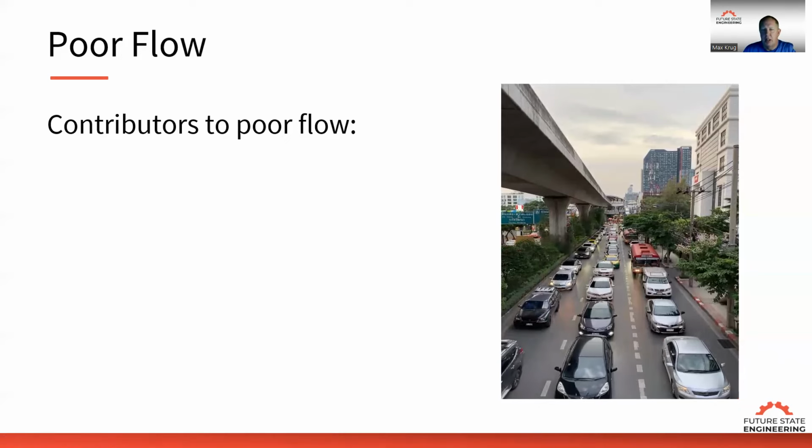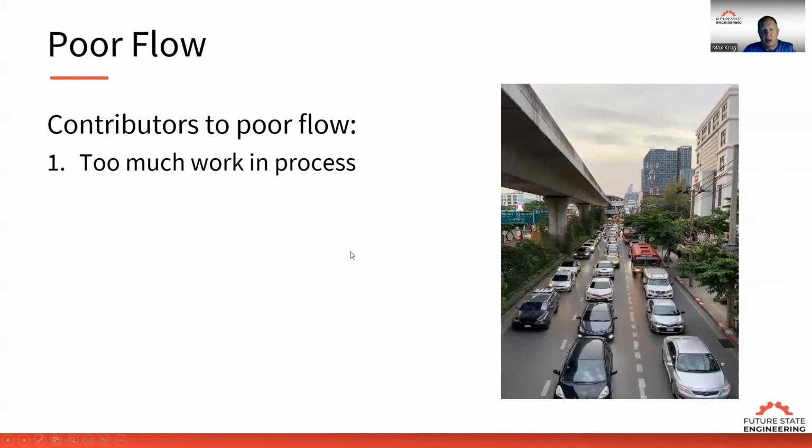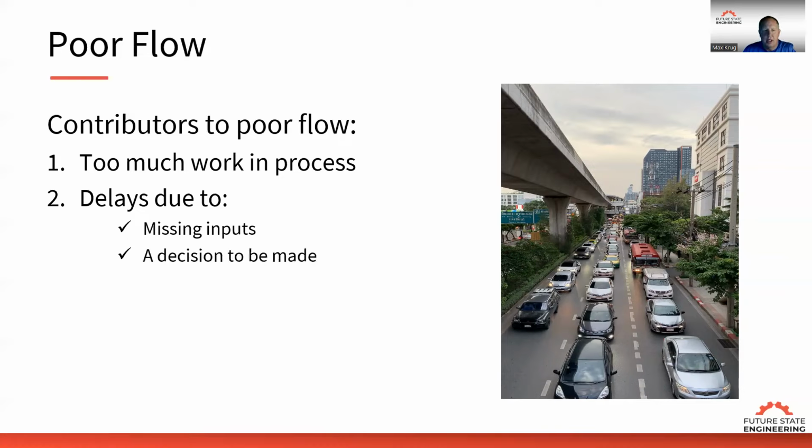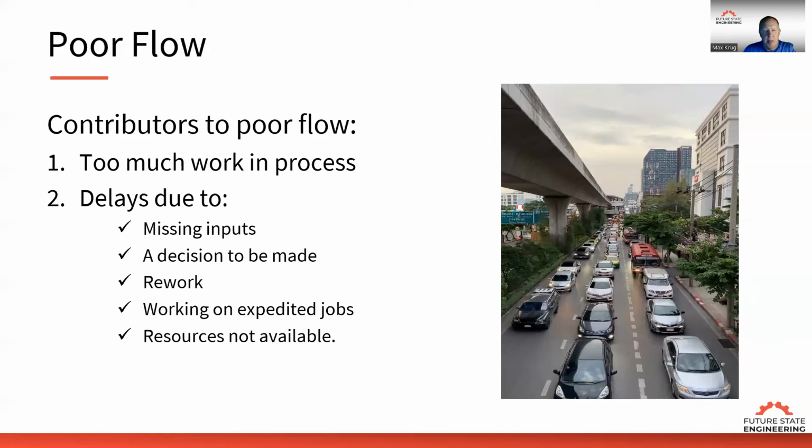a manufacturing environment. So what are the contributors to this? First of all, too much work in process. If we have too many cars on the road, that represents work in process. It just clogs up the system. And we have delays due to missing input. So something's missing for the job and I can't complete it because I'm missing something. Or we're waiting for a decision to be made, or there's rework that's taking up valuable time and other jobs are stuck behind that job that's being reworked, or we're working on expedited jobs and not working on other jobs, and resources aren't always available. So these are the contributors that we see to poor flow.